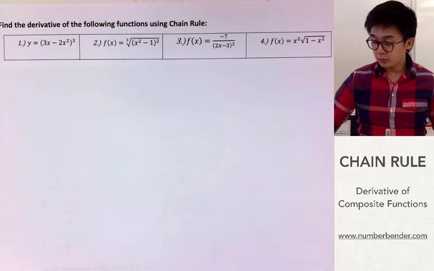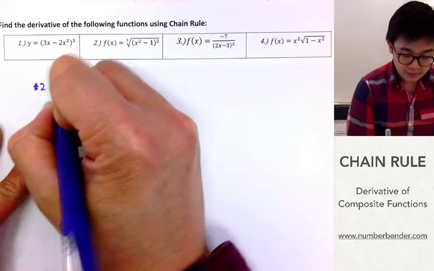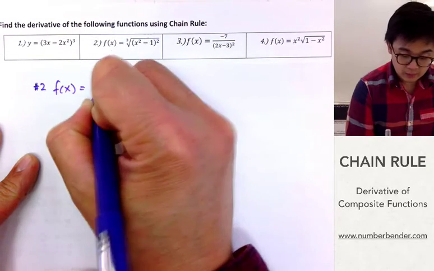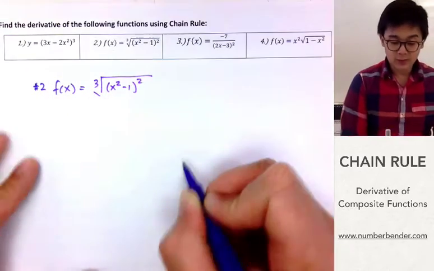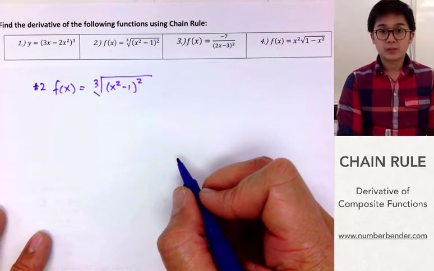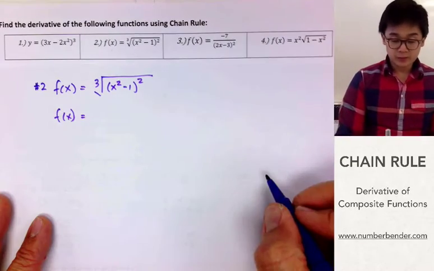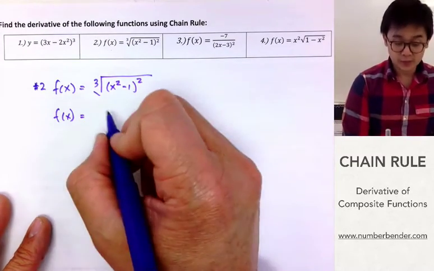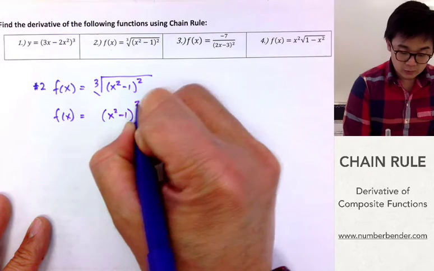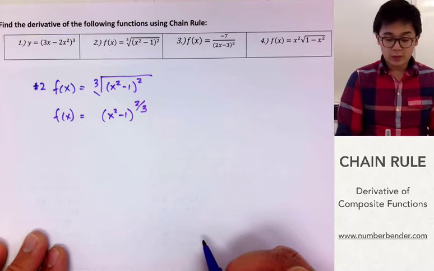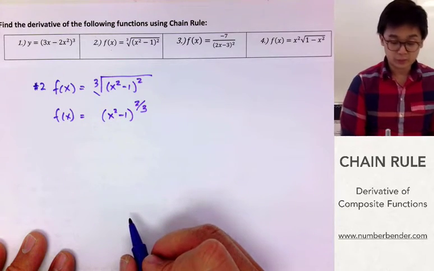Now let's go ahead and answer problem number 2. Number 2, we have f of x equals the third root of (x squared minus 1) squared. Every time we take the derivative of a radical function, we always modify our f of x. Using the law of exponents, we can change this radical form into exponential form. So we'll have (x squared minus 1) raised to 2/3. So we have another composite function over here. We'll go ahead and find the derivative of parenthesis raised to 2/3.